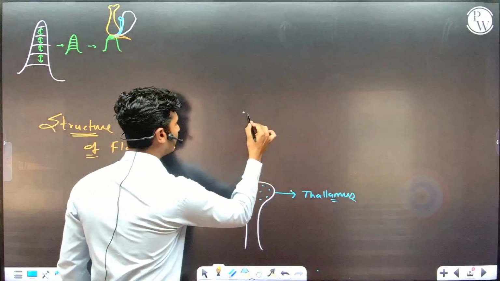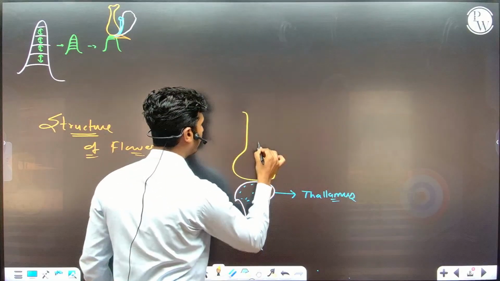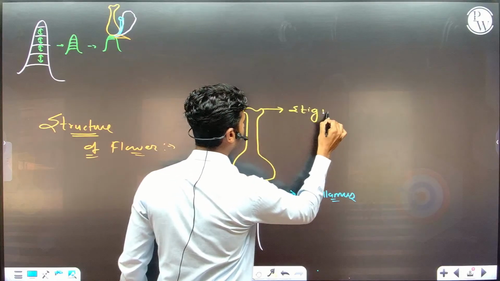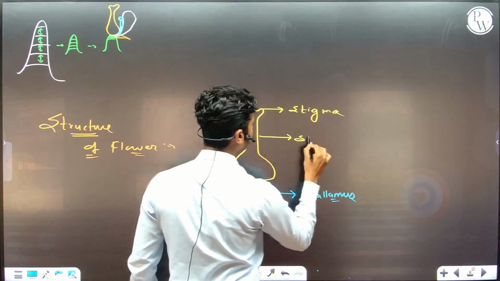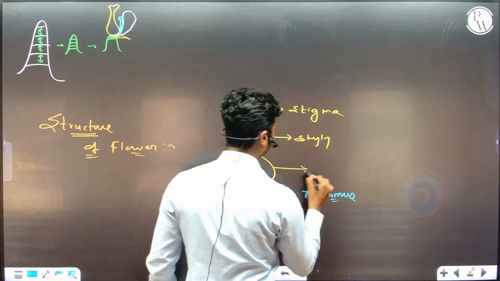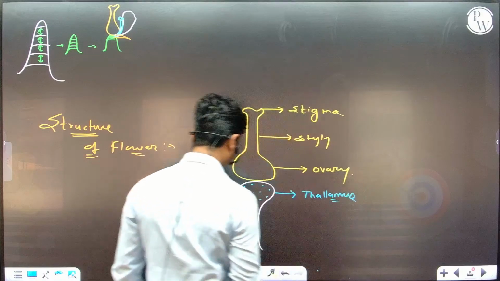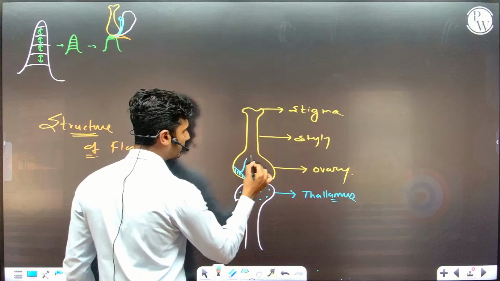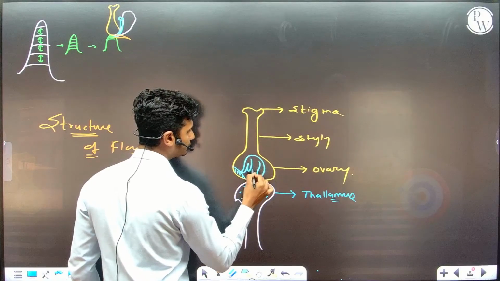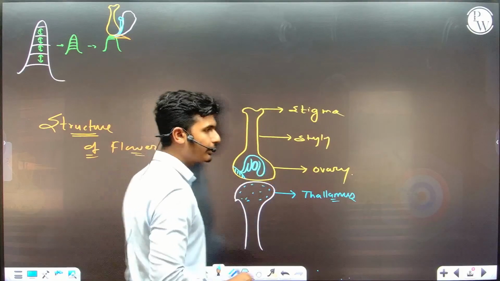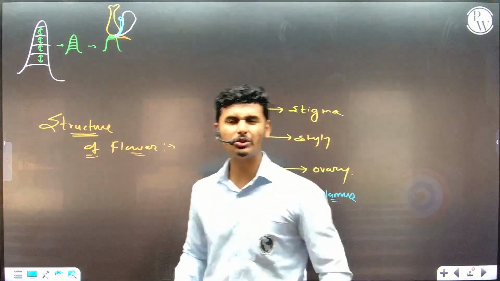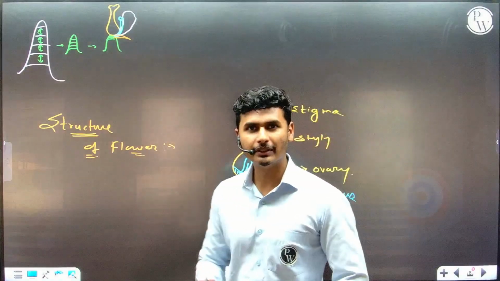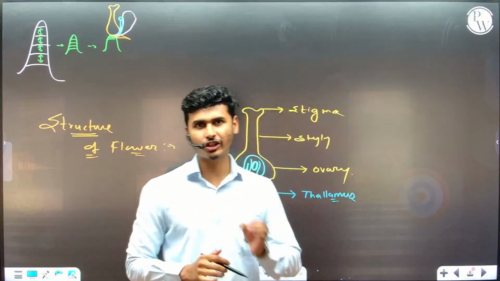Now here I am drawing the ovary. This is the stigma. The second part is the style, and the third part is the ovary. The ovary has a very important part, that is the ovule. Now this ovule is in an inverted position, right? This inverted ovule is known as anatropous ovule, and anatropous ovule is a characteristic feature of the angiosperms.